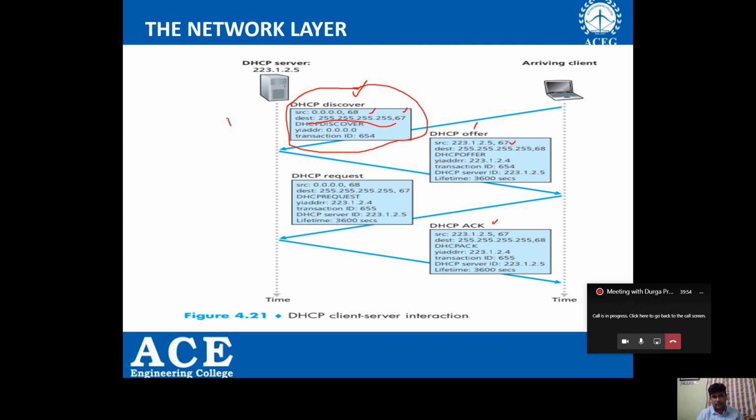So totally, to get an IP address in a dynamic way using DHCP, we have 4 steps: the discover, then the offer from the server, then a request from the client, and finally the acknowledgement from the server. In short, this total process of IP assignment using DHCP, you can call it, in simple terms, DORA: discover, offer, request, and acknowledge. Is it fine? Right.